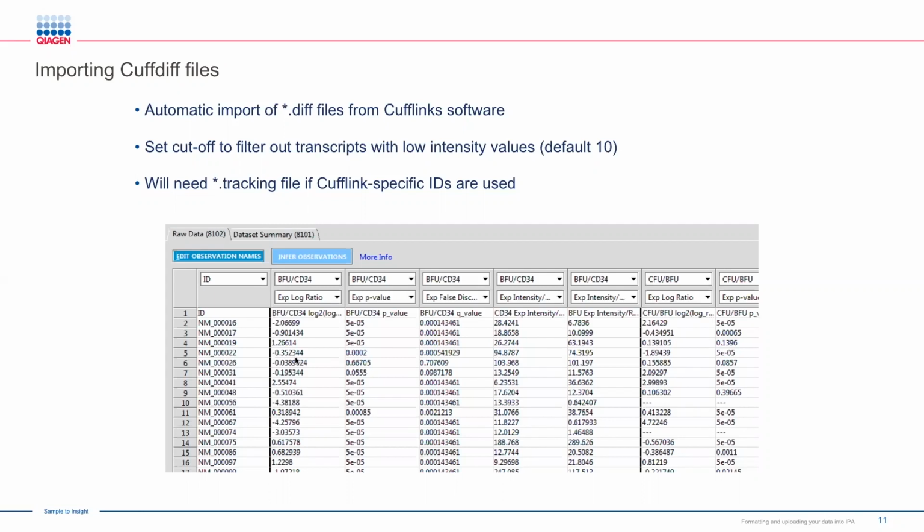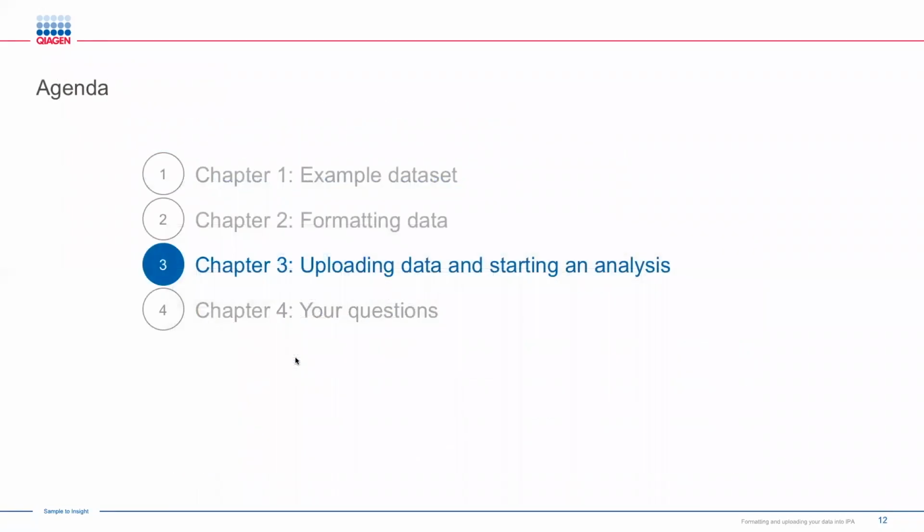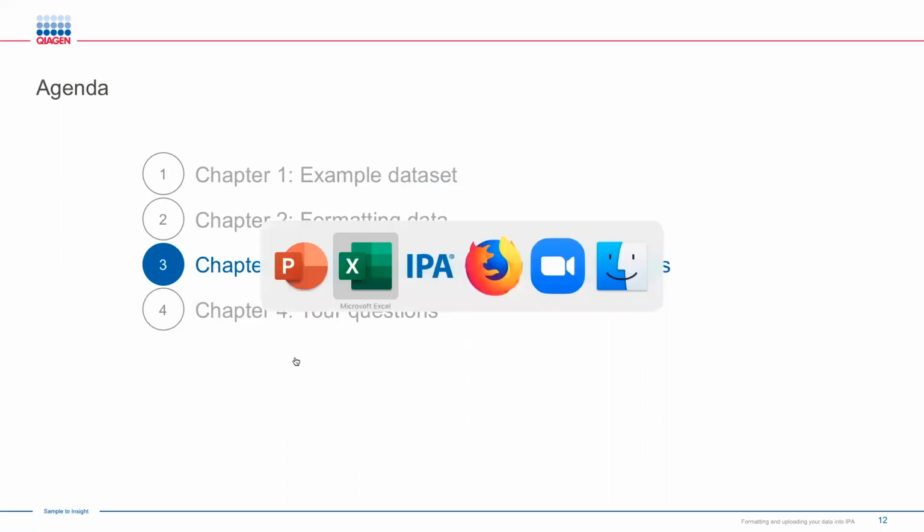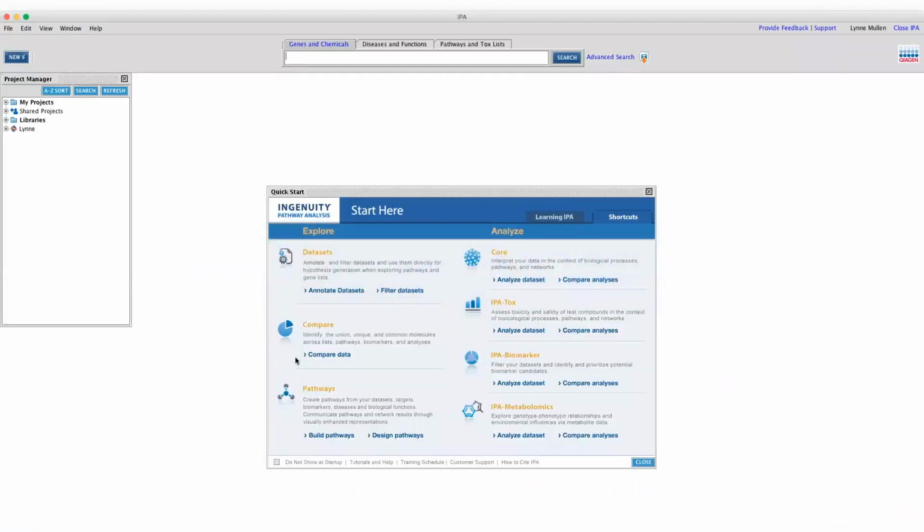Okay, so now that I've shown you how to format the data, what I want to do now is go into IPA and show you how you can upload it and then how you can start your analysis. So let's go into IPA. You might recognize this welcome screen from last week's webinar. And last week, I just showed you features for how to start the analysis. Today, I'm just going to focus on the features for uploading your data, and I'll go over some of the other things on this welcome screen next week when I talk about the different tools that you can use with or without data.